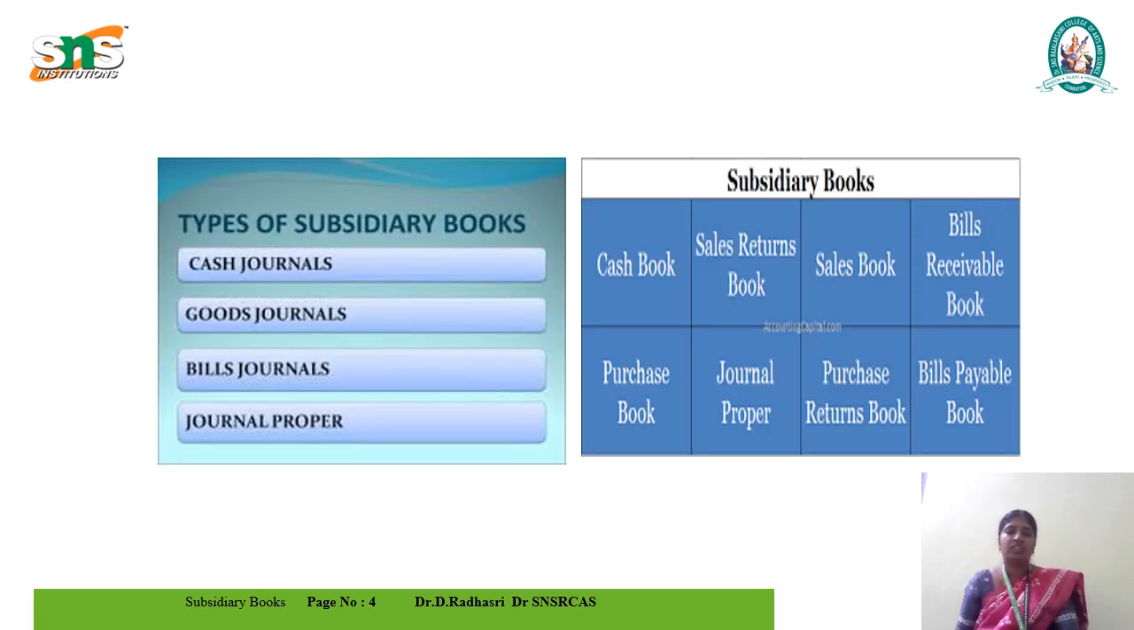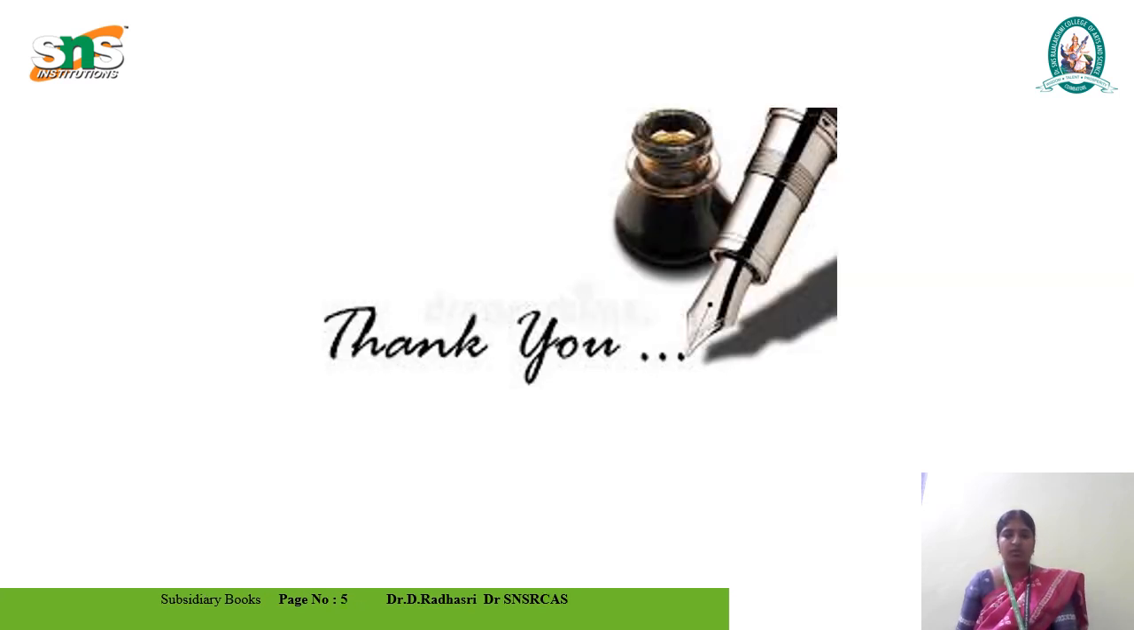In that way, the types of cash journal, goods journal and bills journal are to be handled properly. So we have the cash book, sales return book, sales book, bills receivable book, purchase book, journal proper, purchase return book and bills payable book. These are the subsidiary books that can be handled alongside the journal and ledger. The third category we have been seeing is the subsidiary books. Thank you.